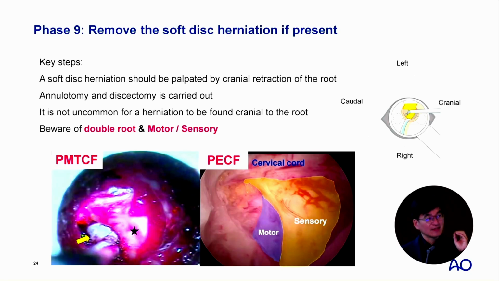One of my senior friends, when he did the discectomy, found this motor fiber usually running underneath the sensory. So if you didn't recognize the detailed anatomy, you might bring the knife and resect the motor, because you recognize the motor fiber as something like the ruptured disc, right? This is very, very important when you do the cervical discectomy.